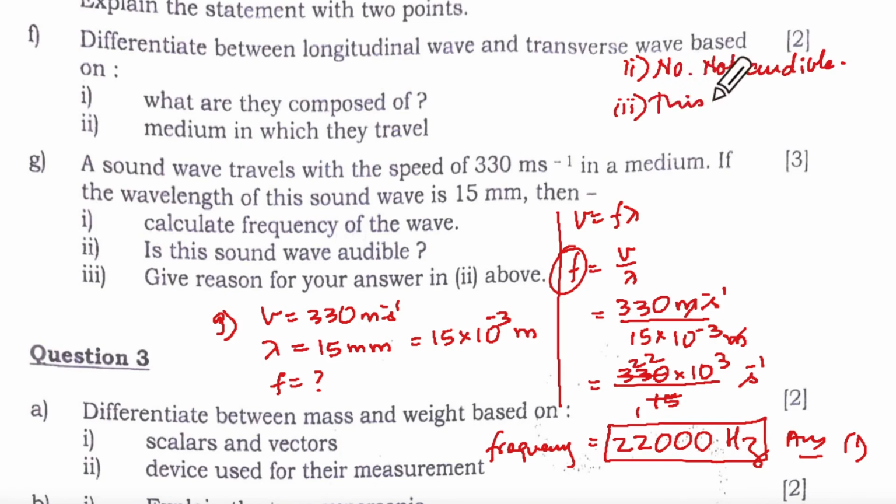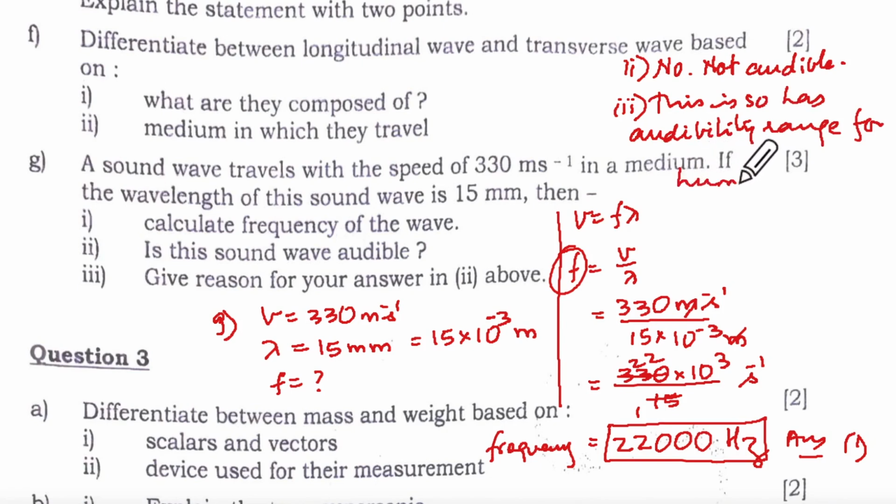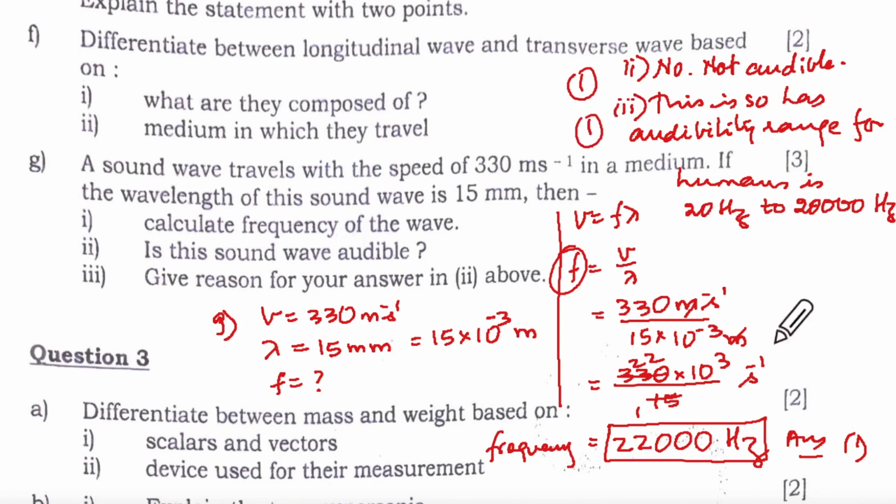What you'll say? This is so as the audibility range for humans is 20 hertz to 20,000 hertz. Okay, understood. So 1 mark, and this will be 1 mark. How is it? Good, bad, or ugly?